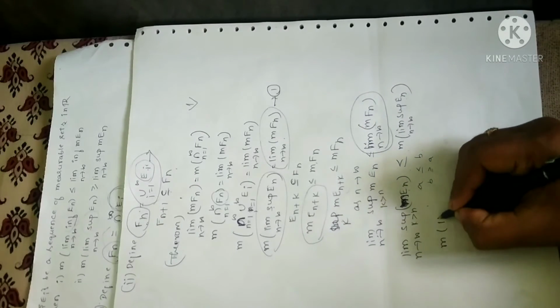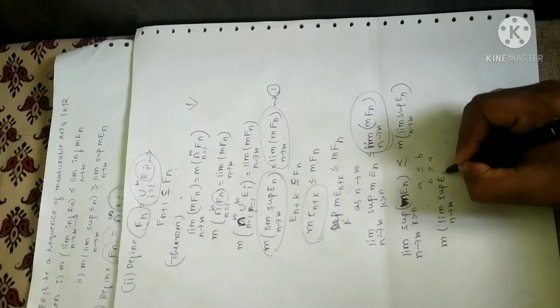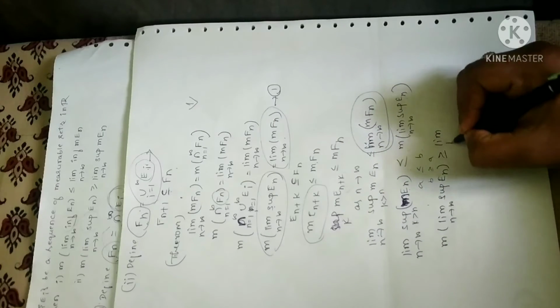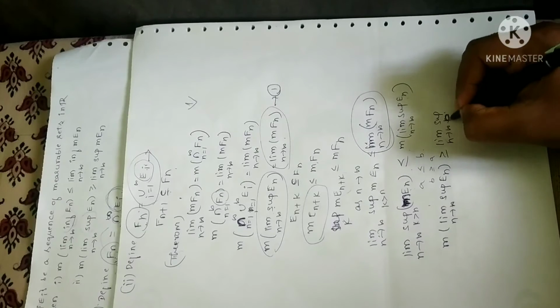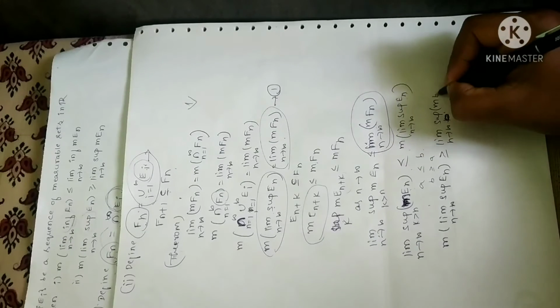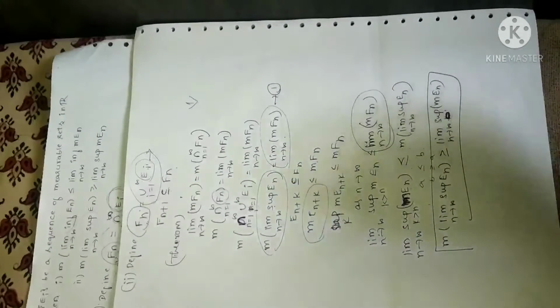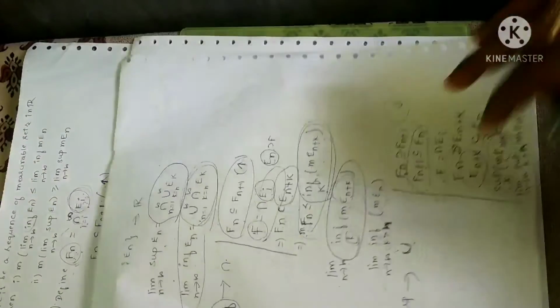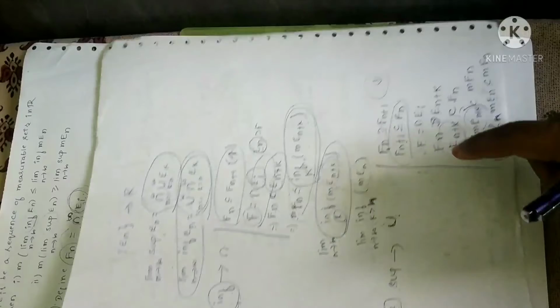I can get measure of limit n tending to infinity supremum of En will become greater than or equal to limit n tending to infinity supremum of k greater than n, or else let me leave this. So m of En. Now look at statement 2. This is what we are required to prove. Hope it is clear, but you have to remember all these basic concepts I have told you at the beginning of this video. Please go through this. Hope it is clear.